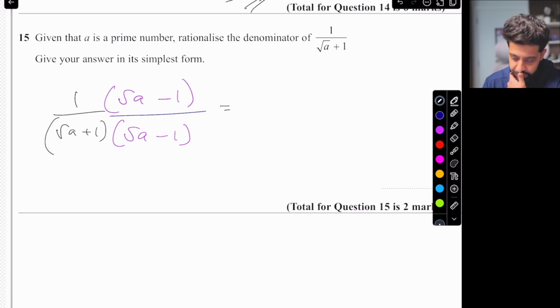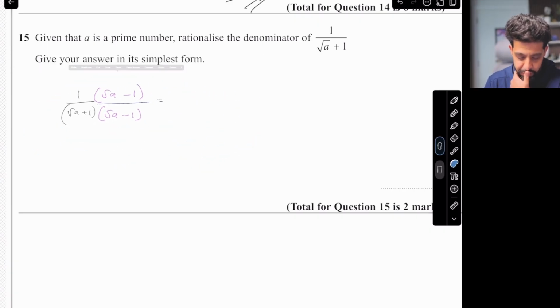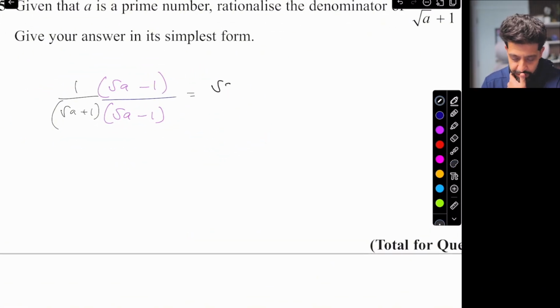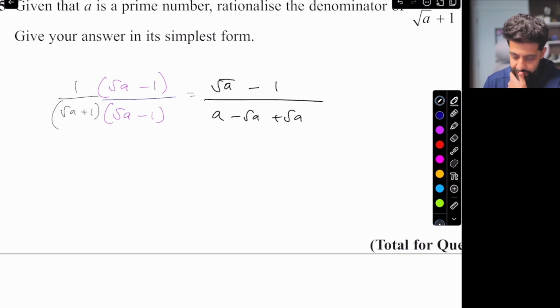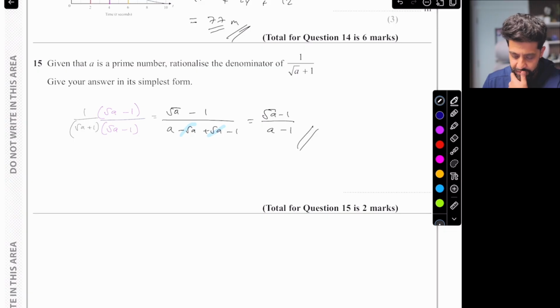So if we multiply that out, let's make some room. We get root a on the top minus 1, and on the bottom, we get root a times root a, which is just a. And then we have that times that, which is minus root a. Then we do this times that, which is a positive root a, and they will cancel. And then minus 1 times minus 1 is minus 1. So yep, they do cancel. So you end up getting root a minus 1 over a minus 1. And that's it. That's your answer.